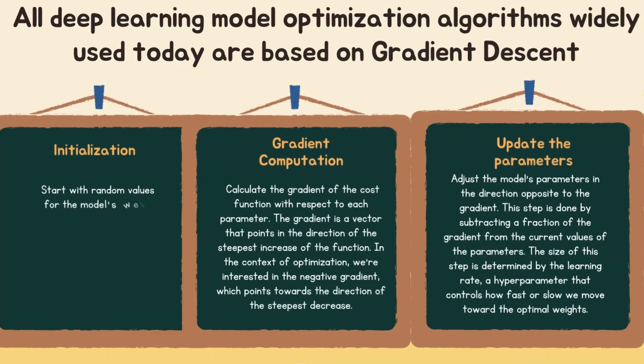Okay, so these are the steps in detail. First we need an initialization, second we need a gradient computation, and third we need to update the parameters. How will we update the parameters after calculating the gradient? So let us talk about the initialization. We will randomly choose the initial weights. Then we need to iteratively update that.